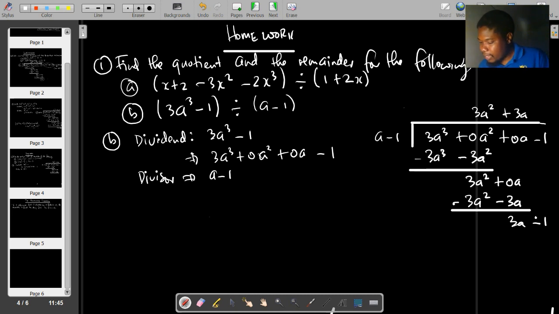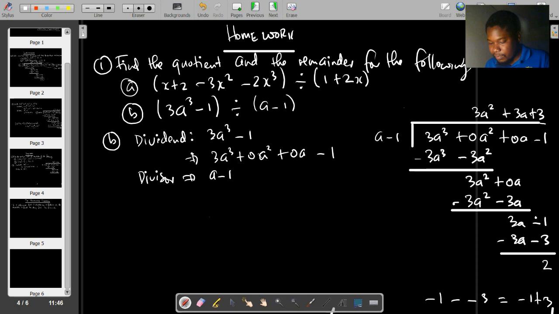Okay, and then a into 3a gives us plus 3. 3 times a is 3a. Okay, 3 times negative 1 is negative 3. You subtract the 2. After subtracting the 2, 3a minus 3a is 0, and then negative 1 minus 3. Negative 1 minus 3 is positive 2. Okay, positive 2. For those who are confused, it's negative 1 minus negative 3. This becomes negative 1 plus 3, which is positive 2.